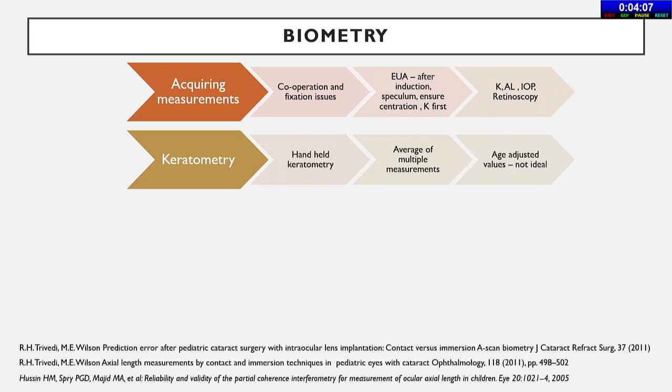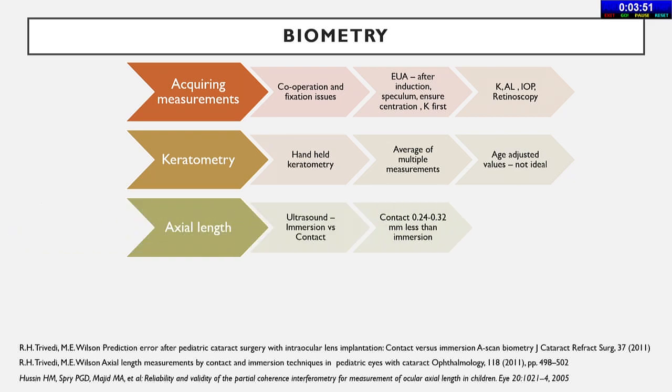Contact method gives you a slight underestimation compared to immersion values. These things also depend. However, sometimes because centration is a problem under sedation or anesthesia, the axial length measurements may not be very accurate, and even a 1 millimeter difference in axial length measurements can amount to large errors in the final dioptric outcome.